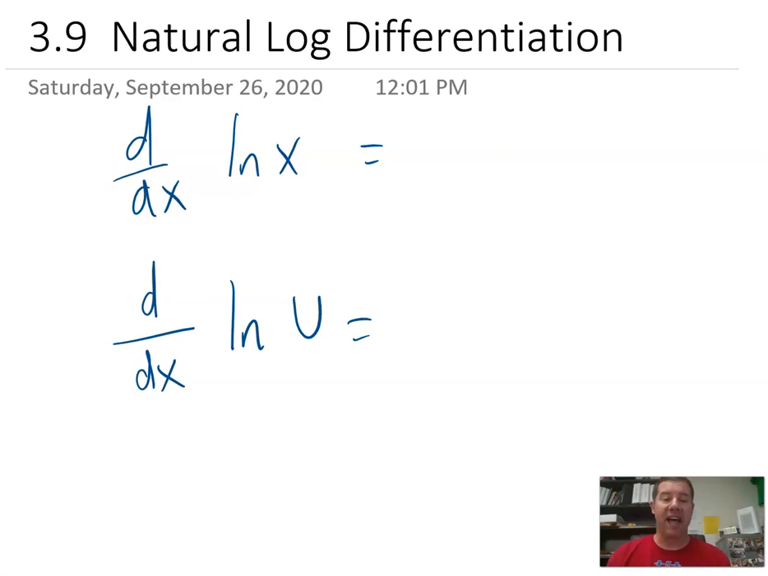The derivative of ln of x is 1 over x. Okay? And again, you're just going to want to memorize that. Because it's another case where you could have a bunch of stuff on the inside, we're going to have to try to apply the chain rule.